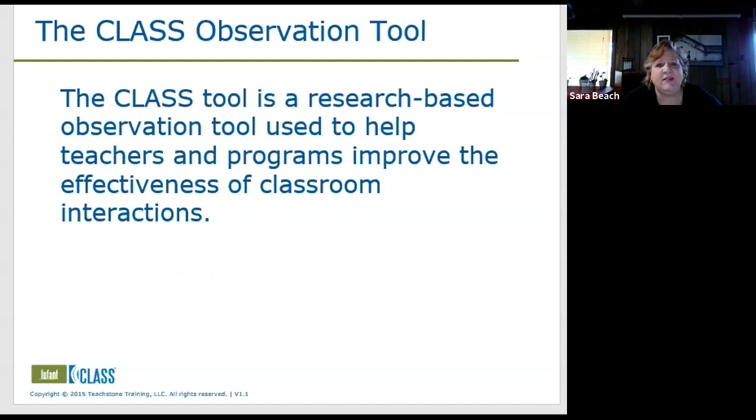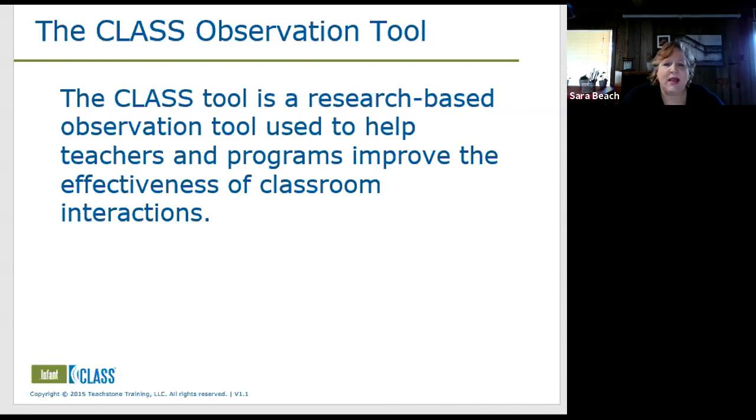The CLASS is an observation tool. It's kind of like the Eckers, if you're familiar with the Eckers. How many of you have been trained on the Eckers, or are familiar with it, or have been assessed on that? Everybody, pretty much. Has anyone had a CLASS training before or a CLASS assessment in your programs? Okay.